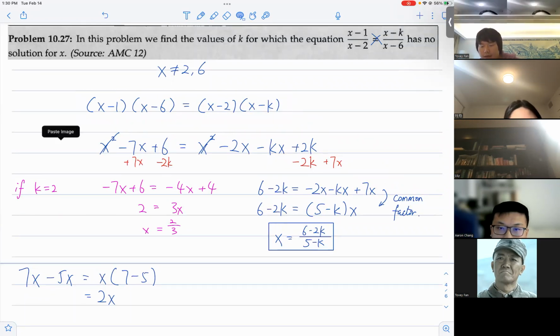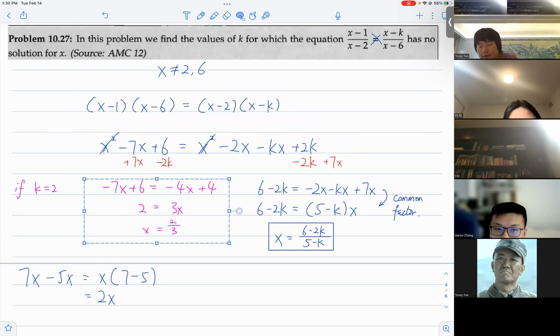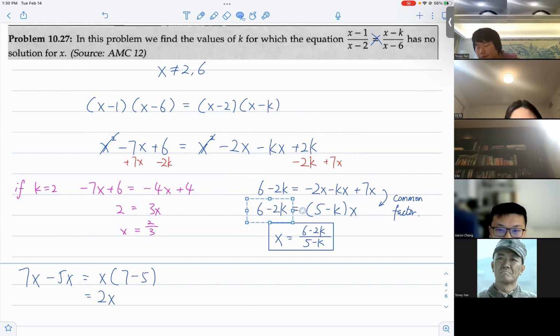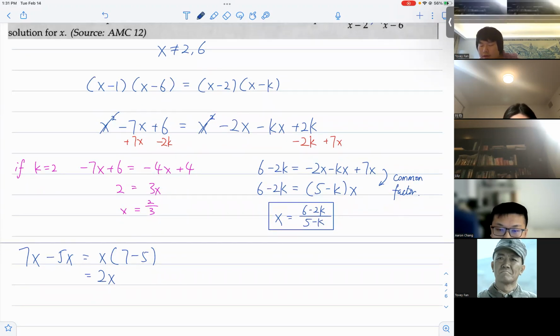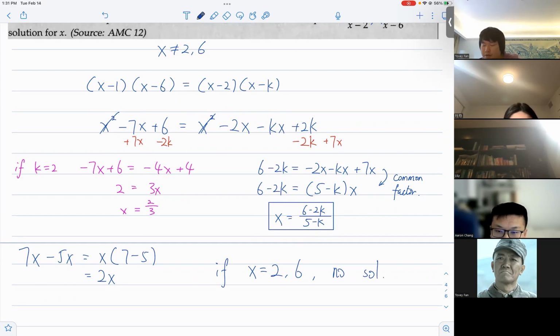Okay, so we cross multiply, we treat k as if it were a number, just like a number, combine like terms, we put numbers together, we do a division in the end. Why do we want to do this? Because as Aaron mentioned, we know that if x equals 2 or 6, then there's no solution. Now we have solved x in terms of k, so this means that if we want the original equation to have no solution, we're just going to make this equal to 2 or 6, right? So think about this, if x equals 2 or 6, there's no solution, right? No solution, which is what we desire.